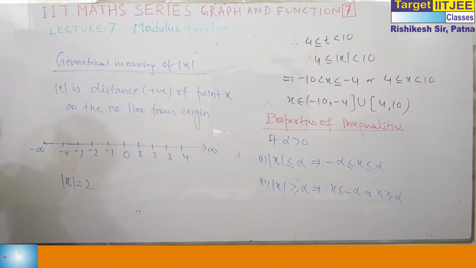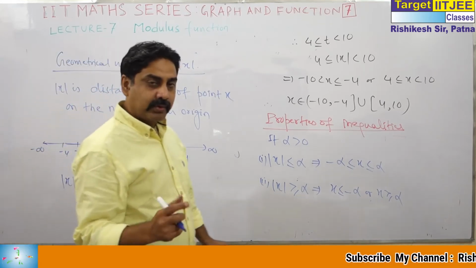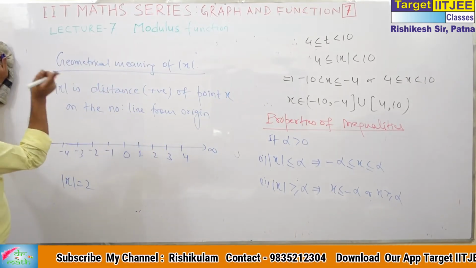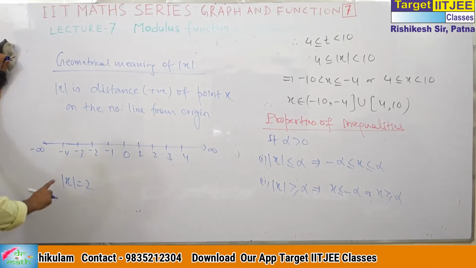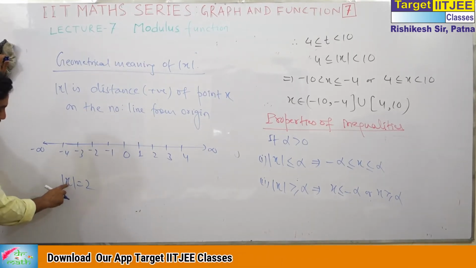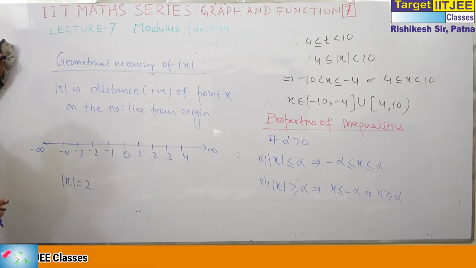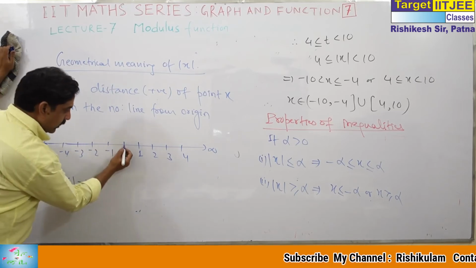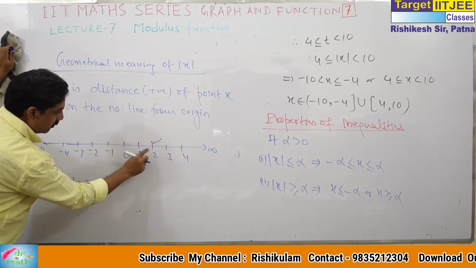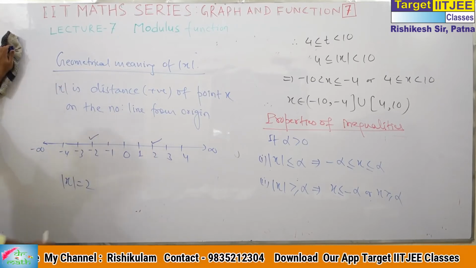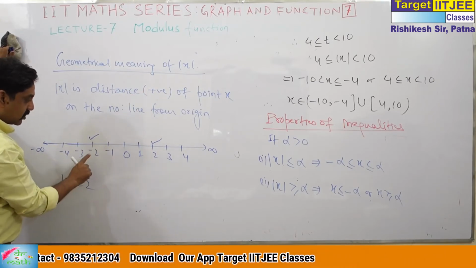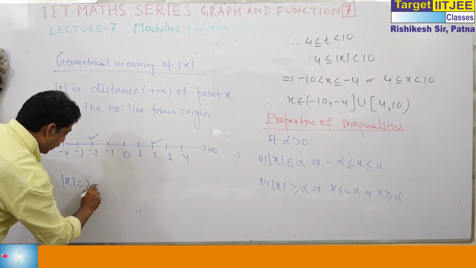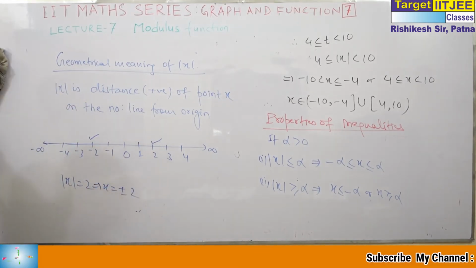What is mod x equal to 2? You know x is equal to plus minus 2. That's very common, but try to know it geometrically. This is the point whose distance from the origin on the number line is 2, and this is also such a point. Distance means a positive quantity. What is the distance between minus 2 and 0? It is 2. So geometrically we can say x is equal to plus minus 2.